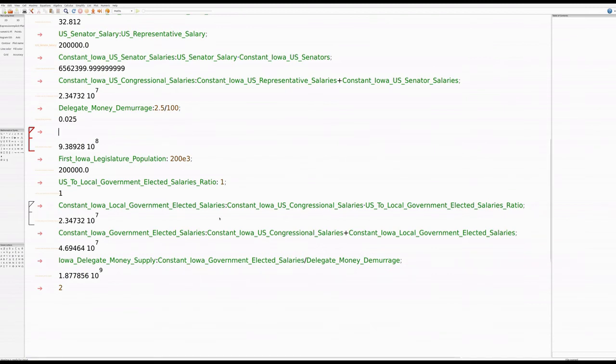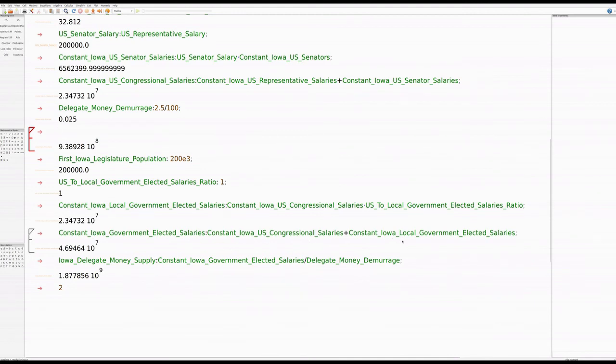then we have the same amount going into the elected representatives for the state of Iowa as we had for the national, which is about 200 million per year. So we add those up, and that gives us about 450 million per year.